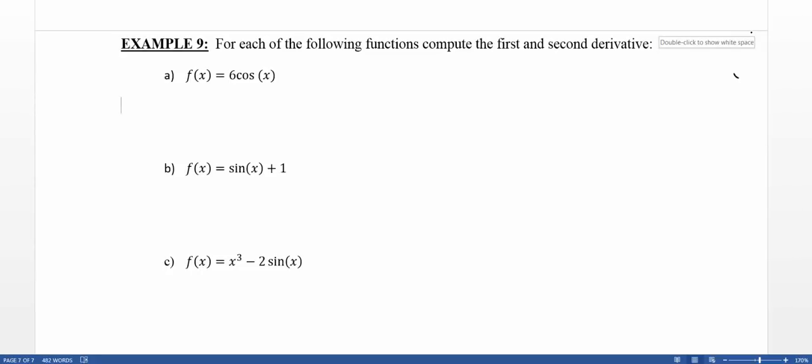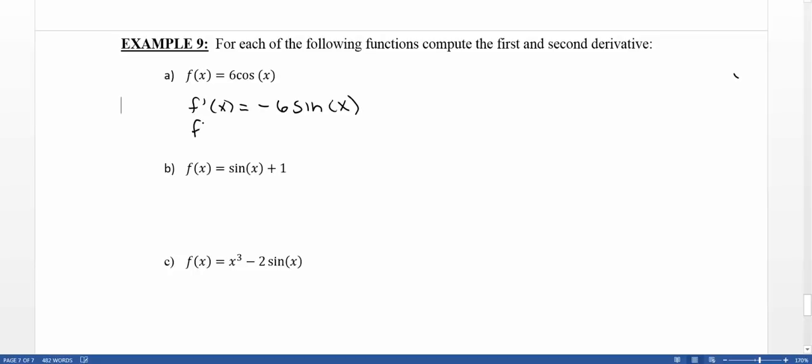So let's start with 6 cosine x. The constant multiple rule works for all derivatives we're going to be looking at. If you have a constant times a function, the derivative will always be that constant times the derivative of the function. So here, the derivative of cosine is negative sine, so we have 6 times negative sine, which is -6 sine x.